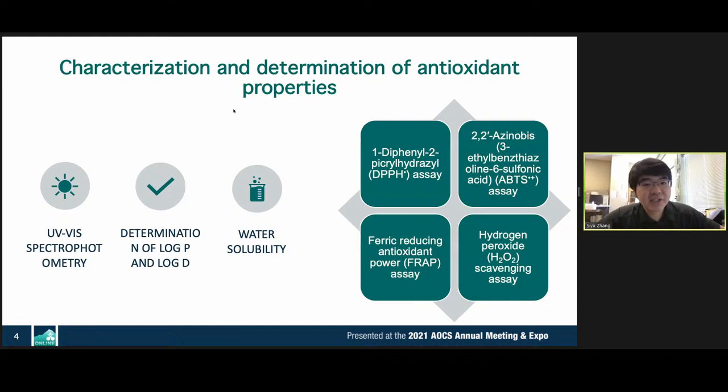For the characterization and determination of its antioxidant properties, we used UV spectrophotometry. We also determined the log P and log D values of this compound in water and n-octanol. We also determined its water solubility. For the antioxidant property, we used four common in vitro antioxidant assays, including DPPH, ABTS, FRAP, and hydrogen peroxide scavenging assays. And here are our results.